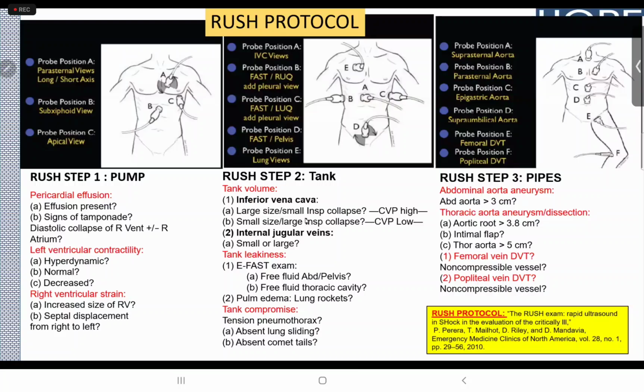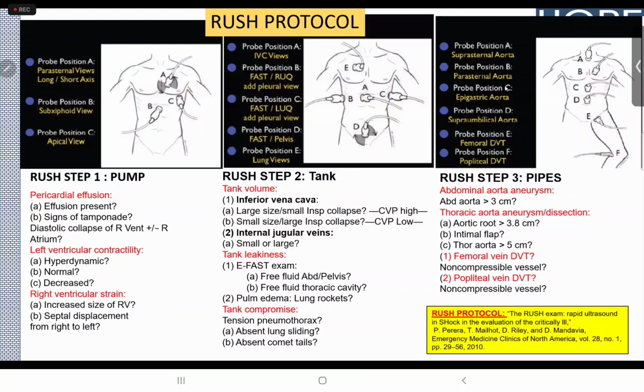In lung views, you especially look for pulmonary edema, lung rockets. For IVC views, you look at the IVC size and collapsibility. You can even use jugular veins, whether small or large, and femoral vein, small or large, to assess that, but their reliability is much lesser than the inferior vena cava. You can use eFAST, and that's what the four points are all about.